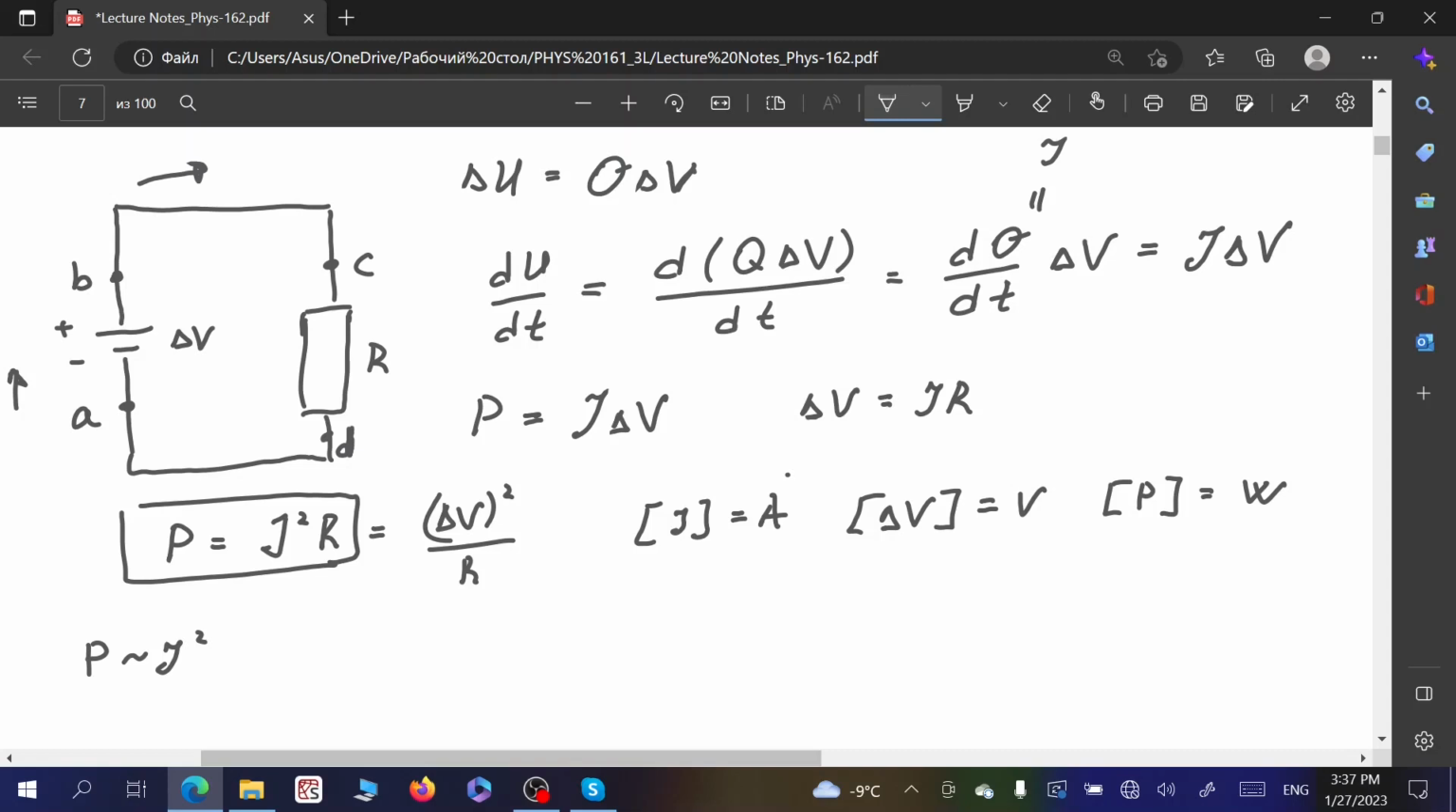So what would you recommend to do looking at this equation? We need to decrease the current, because it's not just proportional, it's in second power, so it's the dominant parameter here. And any suggestions how we can transfer the same amount of electrical energy while decreasing current? We need to increase voltage.